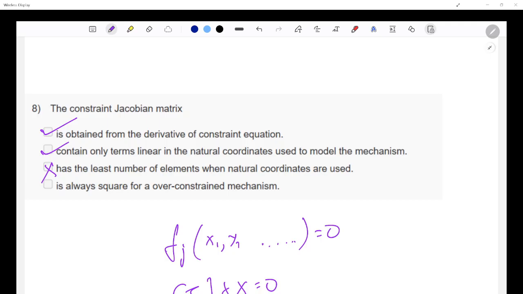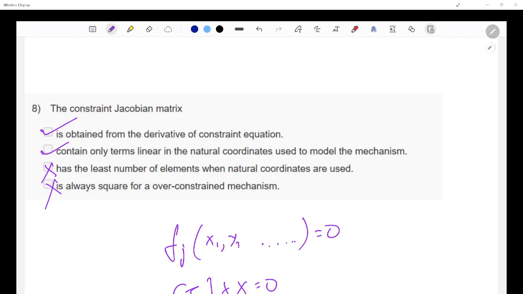And then it is always square for an over constraint mechanism. Wrong, because the Jacobian size is number of constraints times number of variables. For an over constraint system, constraints are greater than degrees of freedom, right? So the matrix is usually rectangular and not square. So this is also wrong.